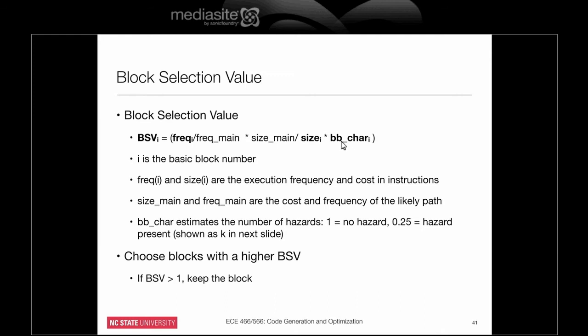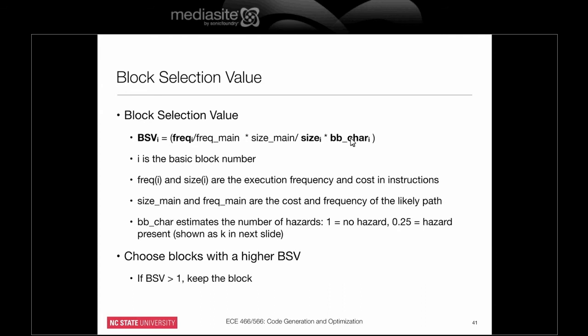Okay, and then BB characteristic, this is just a number we make up to represent other hazards. It's just designed based on intuition. So for example, if a basic block has a function call in it, we'll give it a value of 0.25, but if it doesn't have a function call, we'll give it a value of 1. And that's what I'm going to do in my examples. But you could make this last number be arbitrarily complex to try to reflect the degree to which things in that block are going to limit optimization.